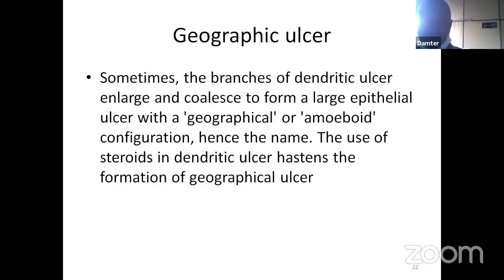So as I mentioned, sometimes the branches of the dendritic ulcer enlarge and coalesce to form a large epithelial ulcer, which is geographical or amoeboid in configuration, hence the name geographical ulcer. The use of steroid in the dendritic ulcer hastens the formation of geographical ulcer. So in this situation, steroid is as well prohibited or contraindicated in epithelial defects of herpes virus.